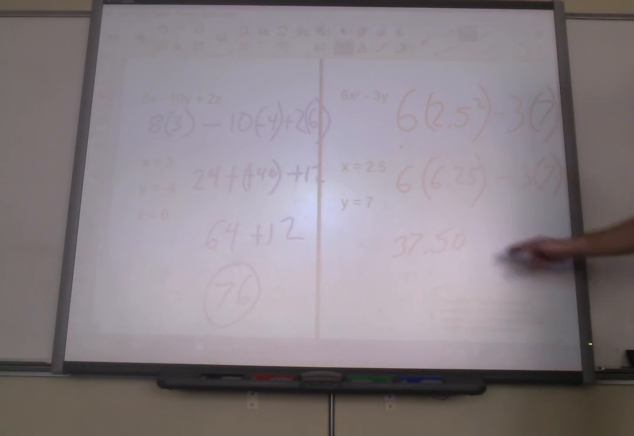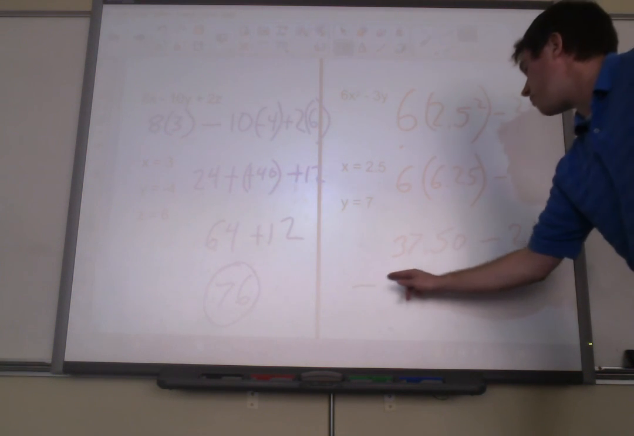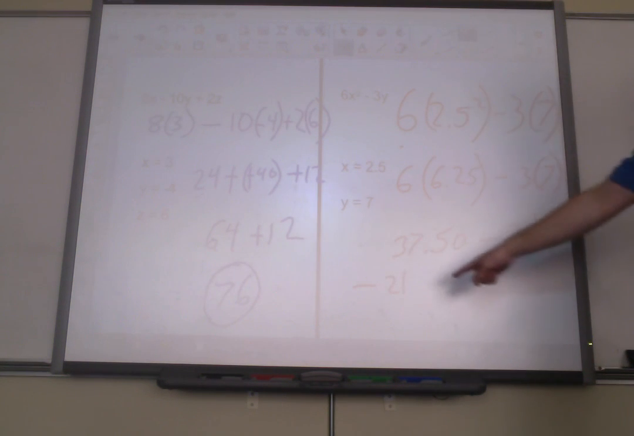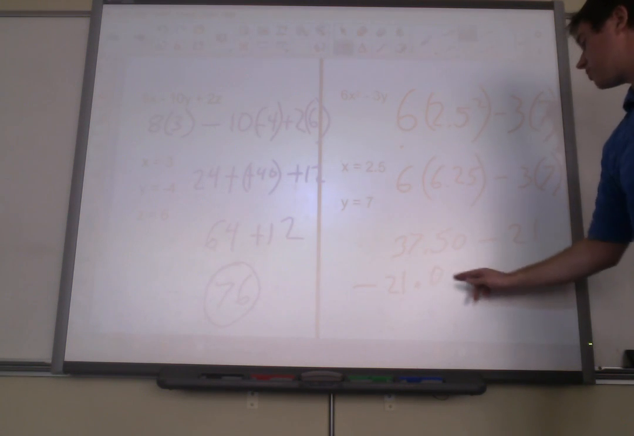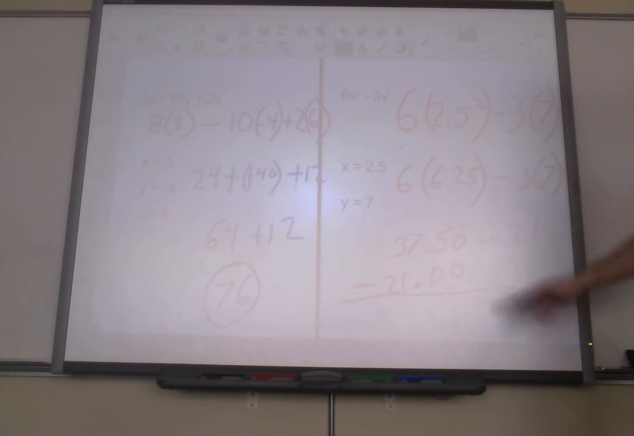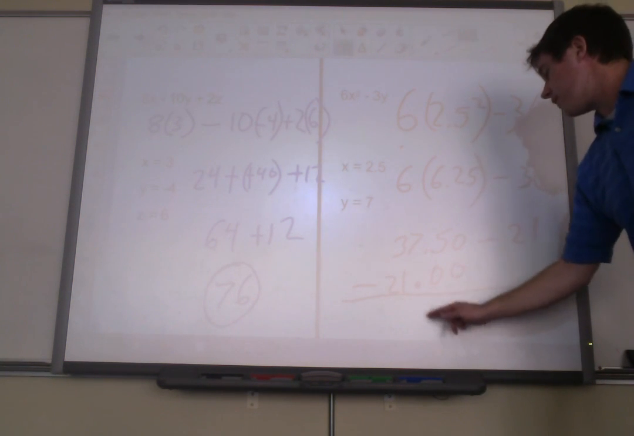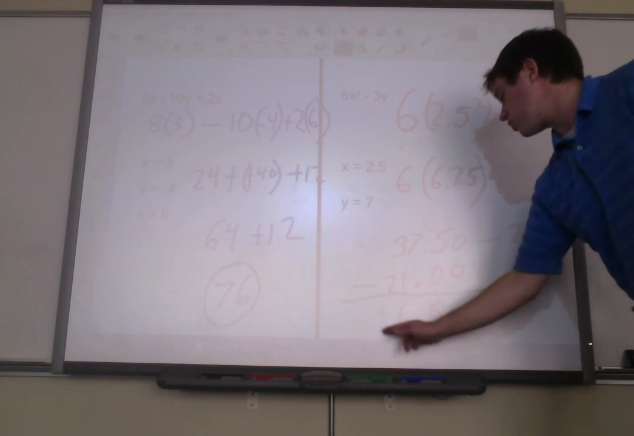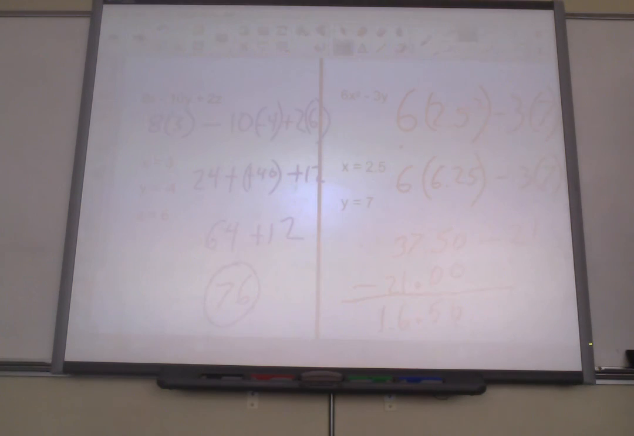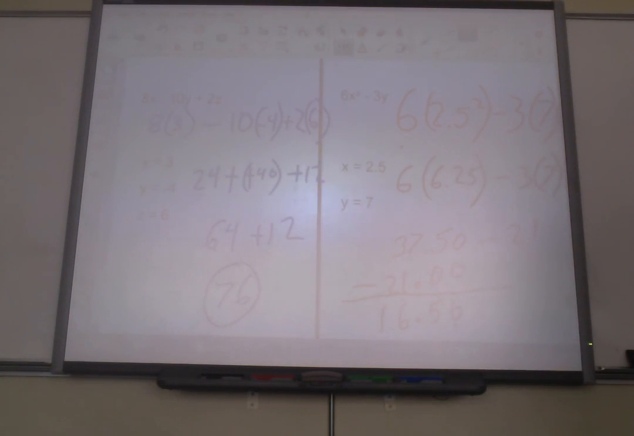37.50 minus 3 times 7 is, of course, 21. So our final step is we've got to subtract these. I'm just going to go ahead and write it down here. 37.50 minus 21. Notice that I put the 21 here. Why? Because when we're subtracting decimals, we've got to line up the decimals. Okay, 0 minus 0 is 0. There's 5. Drop that decimal down. 7 minus 1 is 6. 3 minus 2 is 1. Final answer, 16.50, or just 16.5 if you prefer.